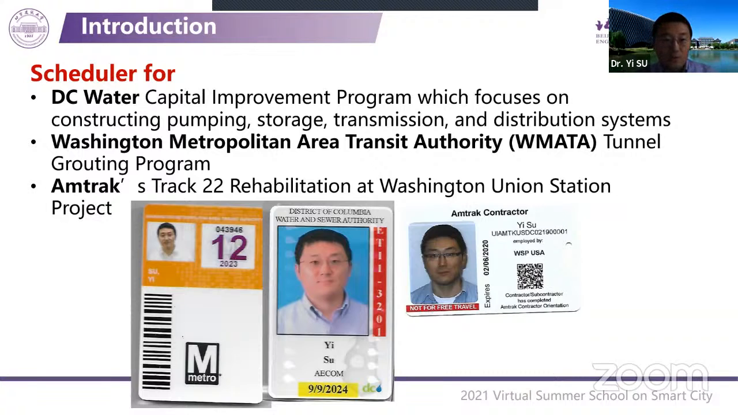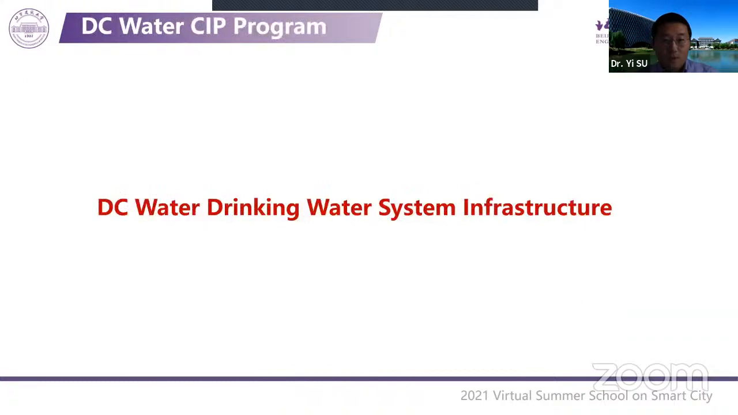So I will introduce two of those. So DC Water, drinking water system infrastructure.